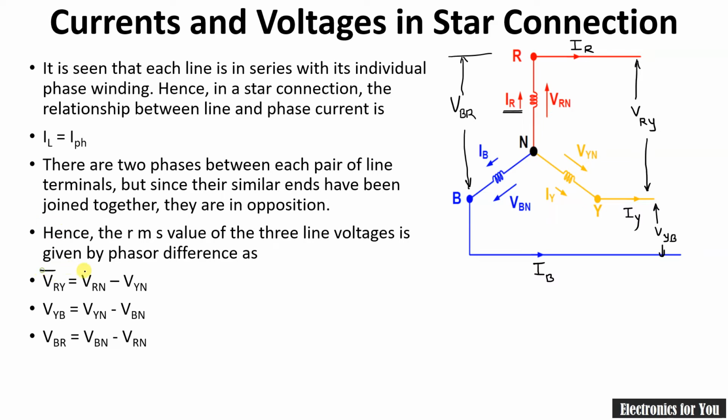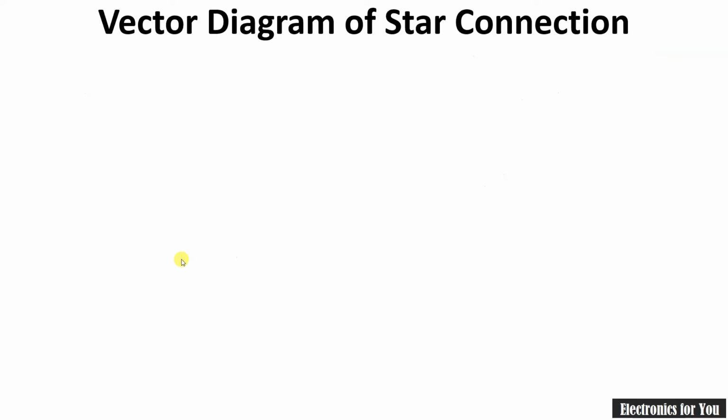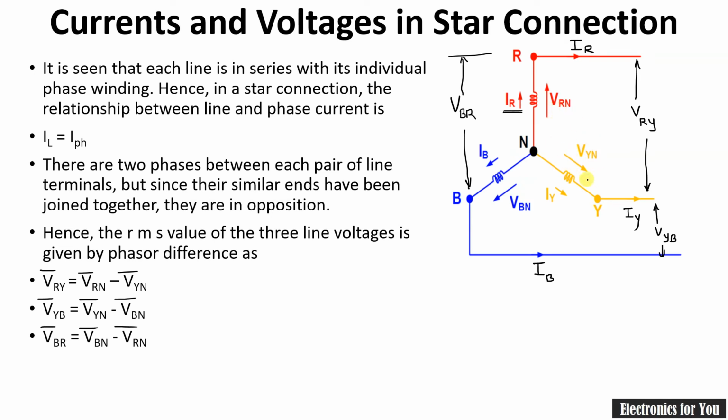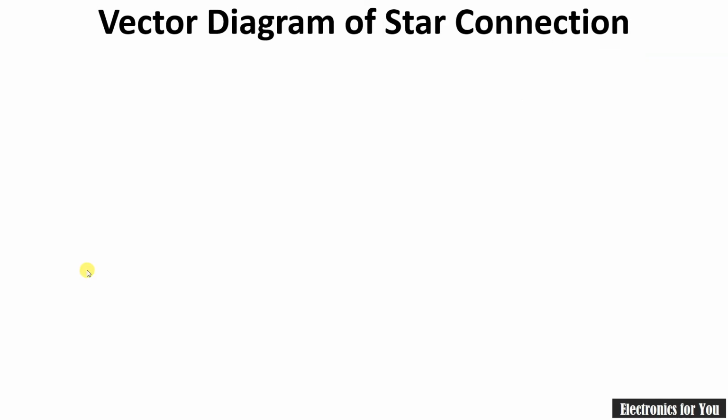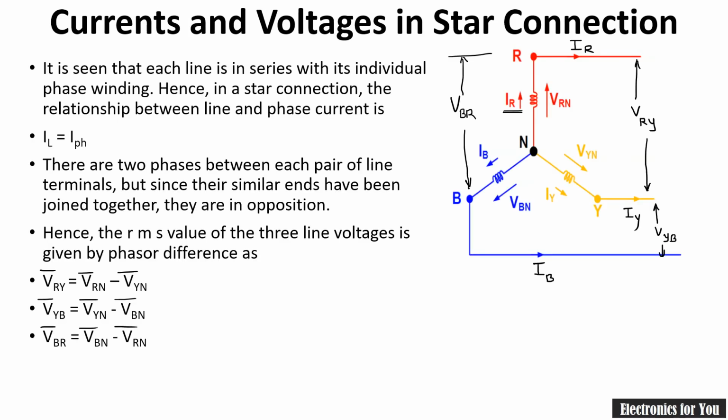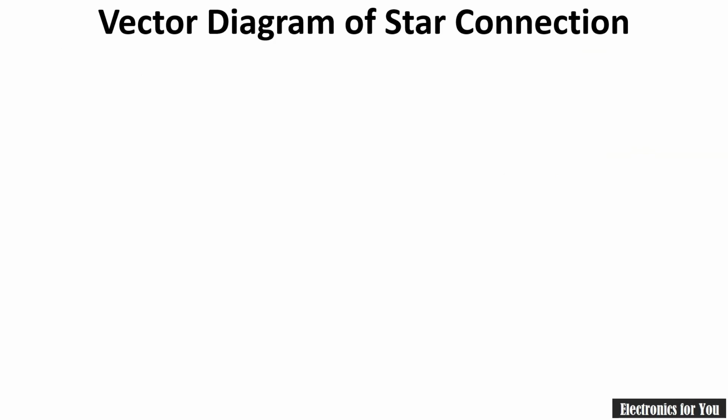Note here that all the voltages are in vector form. Now let us calculate the relationship between VRY, VRN and VYN, but for that we will require the vector diagram or phasor diagram, because if you want to find out the relationship between different voltages, we can find it using the phasor diagram. In this case we are considering our reference voltage as VR, because it is the first in the sequence of phase voltages. Therefore let us take it as VR.